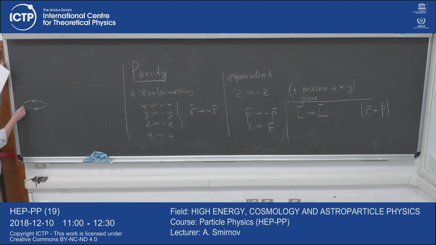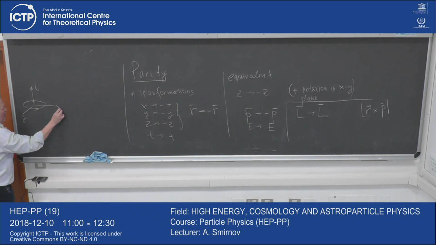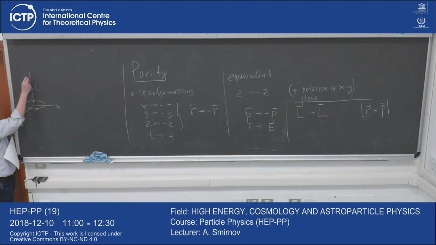And we say that if rotation goes from left to right, then we characterize this by L, which is directed along the axis Z. So let me put here Y, X, and if rotation proceeds from axis Y to axis X, then we direct L along Z. But again, this is our convenience.